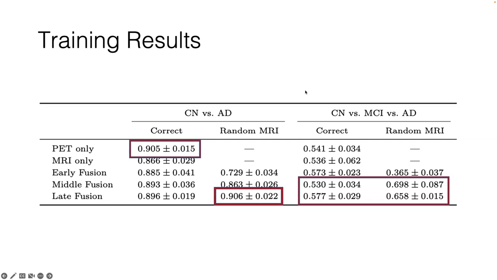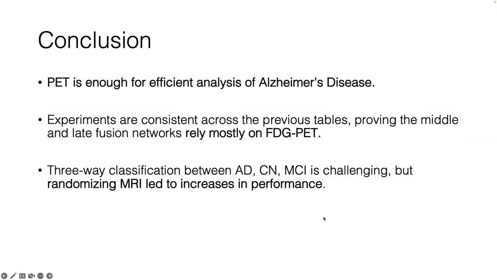For our three-way classification specifically, we see, again, lower balanced accuracy scores. However, we see improvements in scores among middle and late fusion, going from 0.530 to 0.698. Randomly exchanging image pairs during training and adding those random MRI input data leads to more training cases, which allows the network to be more robust to change. And it helps here when dealing with diverse input data like the mild cognitive impairment data points for this three-way classification specifically. So the conclusion here is that PET is enough for efficient analysis of Alzheimer's disease.